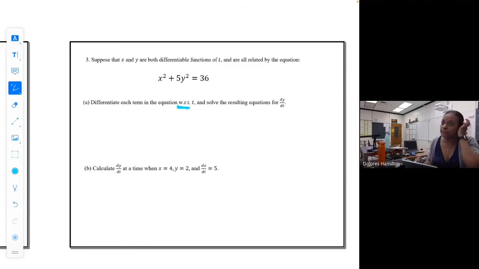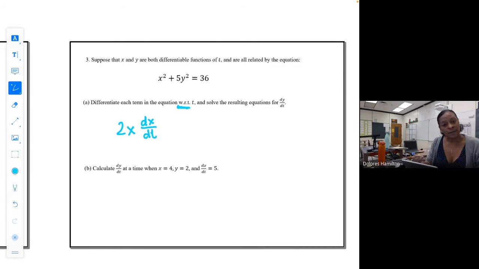This is an ellipse. x squared plus 5y squared equals 36. And part A is asking us to differentiate this all with respect to t. So, folks, that means I need to treat y as a function of t, and I need to treat x as a function of t. Let's do this. So, the first thing is x squared. What is the derivative of x squared? That's going to be 2x times dx/dt, because now I'm thinking of x as a function of t.